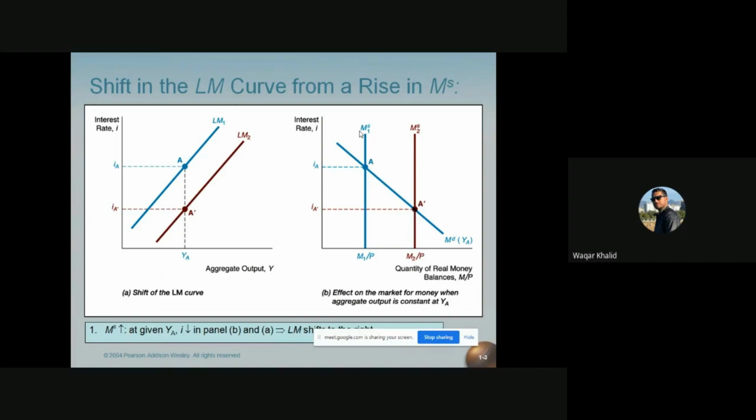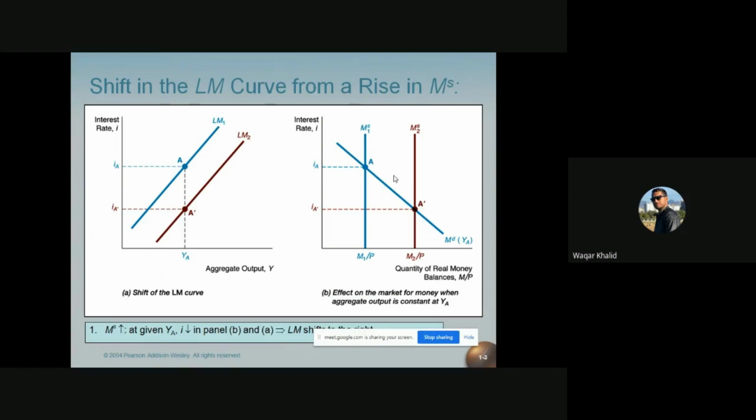This is the original level of interest rate IA at the intersection of the supply curve for money M1 and the demand curve for money MD. M1 is the original money supply curve, and MDA is the original money demand function. MDA intersects M1 at point A, where we have IA level of interest rate and M1 level of quantity of real money balance.